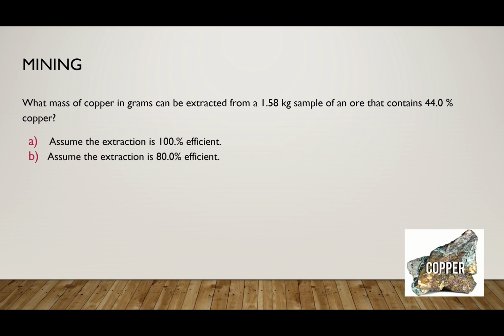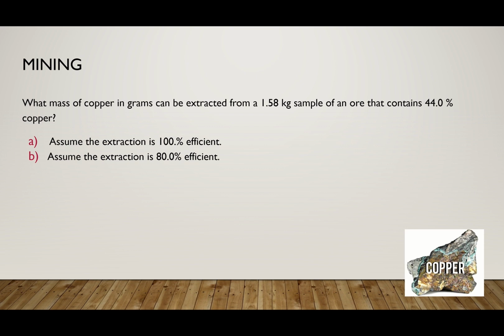Let's take a look at another example of where we can use percent composition. Let's determine the mass of copper in grams that can be extracted from a 1.58 kilogram sample of an ore that contains 44% copper. We're going to look at two scenarios. One, where extraction is 100% efficient, so we get every last bit of copper out of it. And two, where the extraction is only 80% efficient.